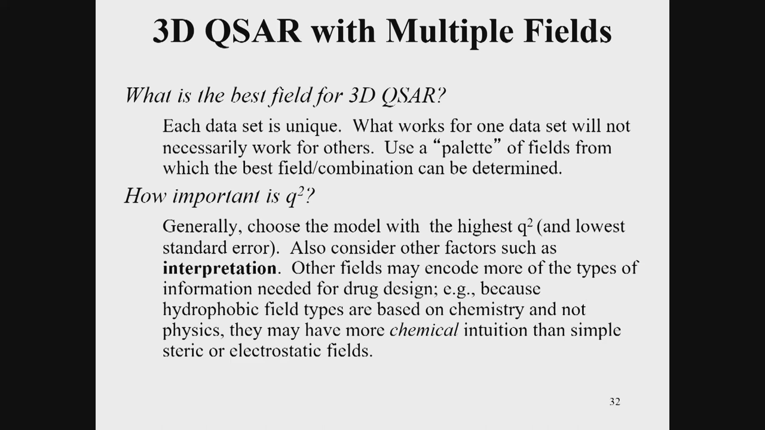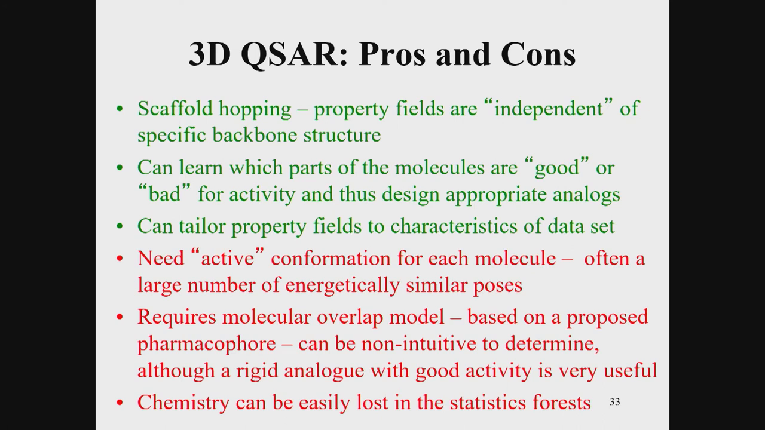So there are pros and cons of using 3D QSAR. One advantage, and I alluded to this, but let's talk about it in a little more detail. Because these property fields are independent of the specific backbone structure of the molecules, we don't have to stick with the same backbone or the same template. We can actually move from one to another, and this is what's called scaffold hopping. That allows us to expand our data set to a variety of related molecules, not just close families. We can learn which parts of the molecules are good or bad for activity, and that gives us a clue on how to design appropriate analogs. And we can tailor our fields to the characteristics of the data set.